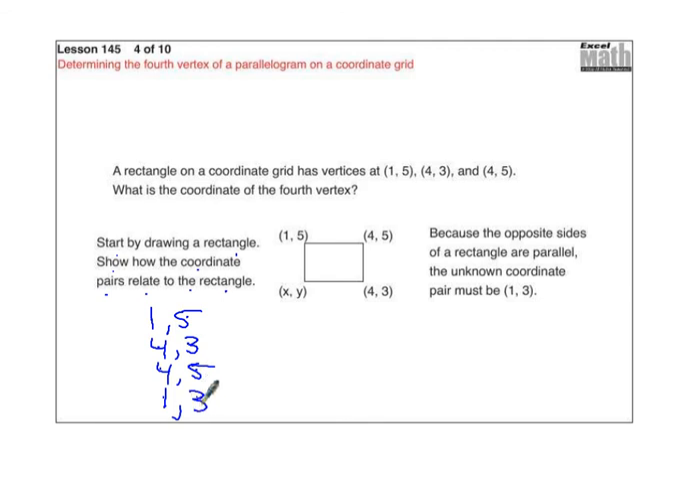Notice that each one has 2 numbers representing it: a 1 and a 1, a 4 and a 4, a 5 and a 5, and a 3 and a 3. So the answer is going to be 1, 3, and that's the same thing that they came up with there. All right, that's much easier than drawing this whole figure out.